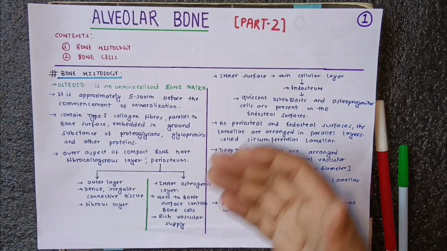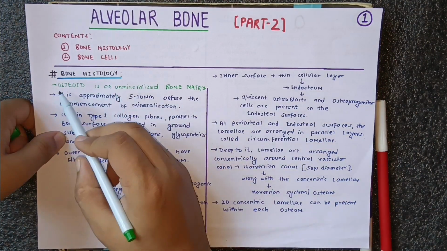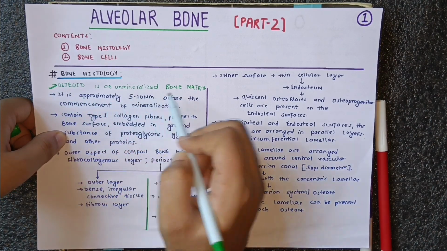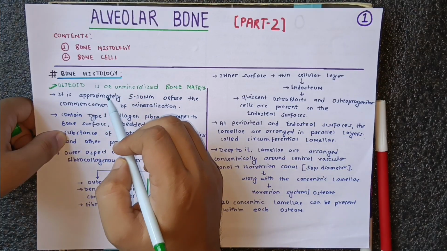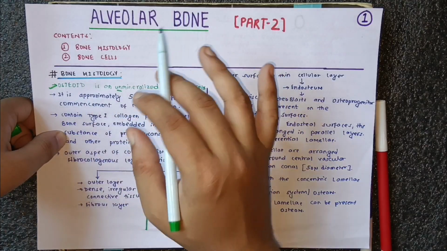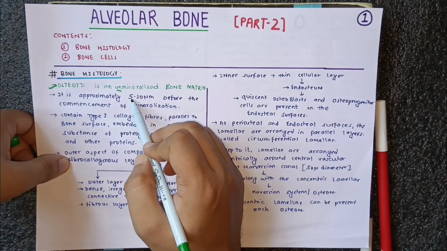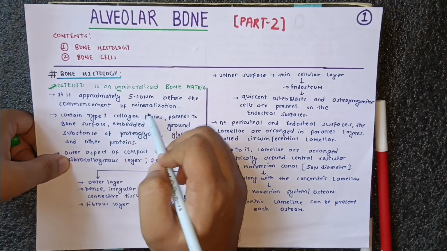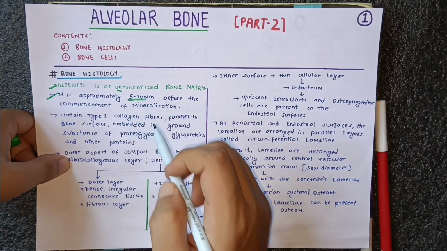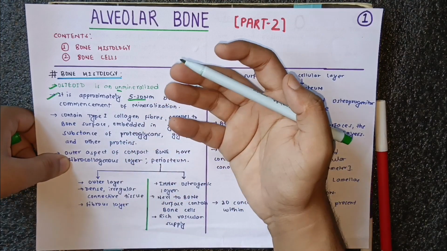Our today's topic is bone histology. First of all, the first point is the osteoid. Osteoid is an unmineralized bone matrix. This is not mineralized, so there is no mineral present in the osteoid. It is approximately 5 to 10 micrometers thick before the commencement of mineralization. This can be framed into an MCQ question.